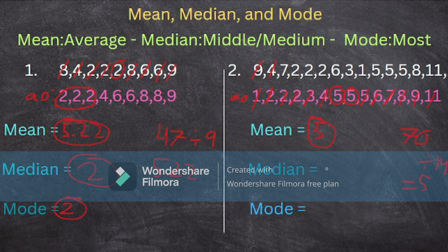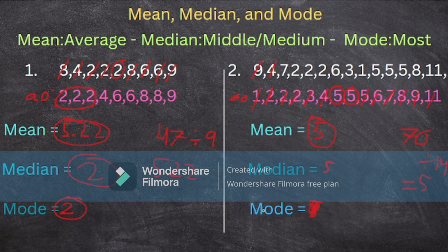So our median is 5. Sorry for the confusion. Our median is 5.